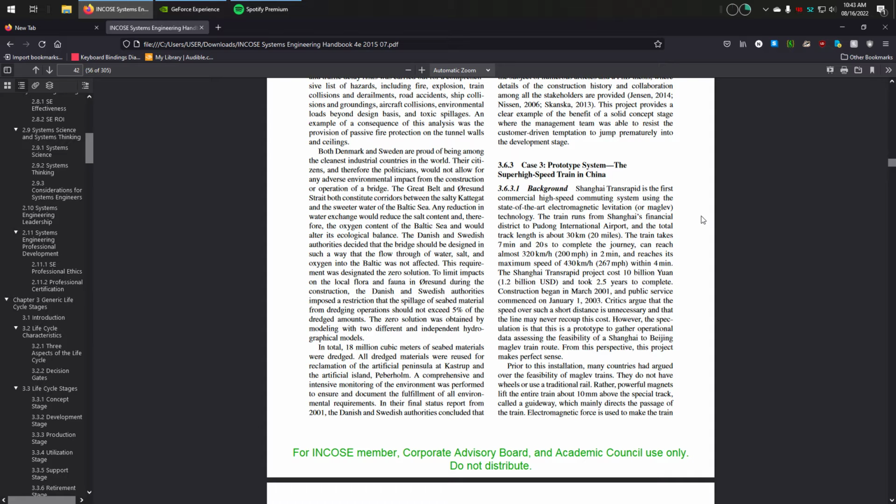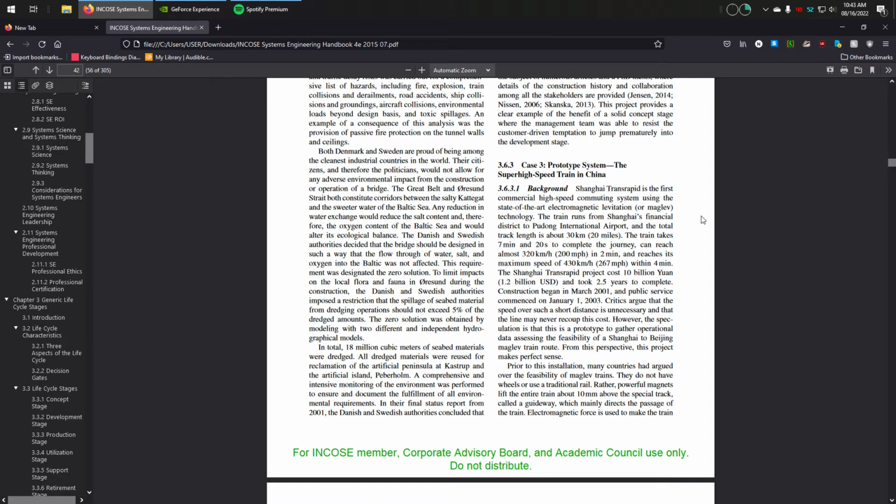an hour, or 200 miles an hour, in 2 minutes, and reaches its maximum speed of 430 kilometers an hour within 4 minutes. The Shanghai Transrapid project cost 10 billion yuan, $1.2 billion US, and took 2.5 years to complete. Construction began in March 2001, and public service commenced on January 1, 2003.